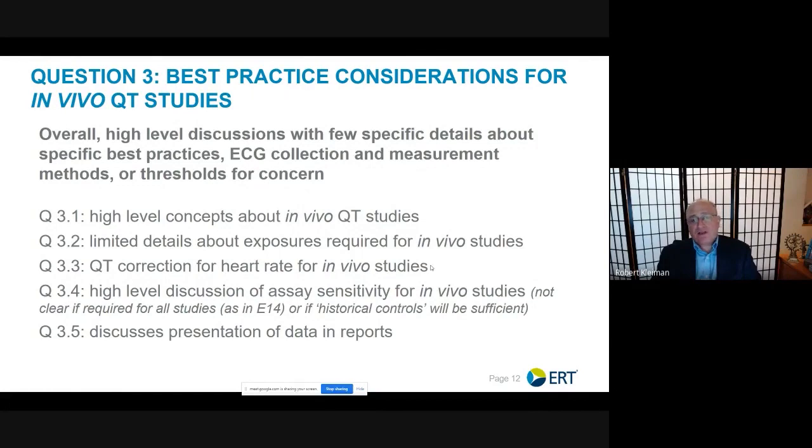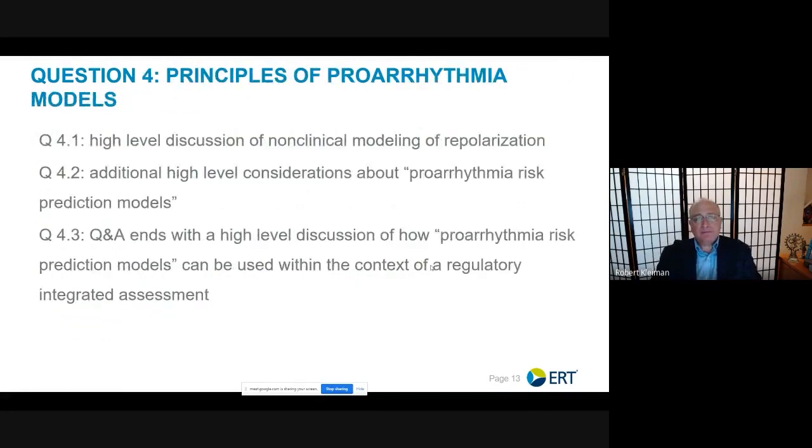And unfortunately, if you'll remember in the E14 6.1 section, there was talk about a study having the power required for a clinical thorough-QT study, but it's really not elaborated about what that means. There's some discussions finally about proarrhythmia models and how they might be used as part of an integrated assessment of risk. But again, relatively high level.